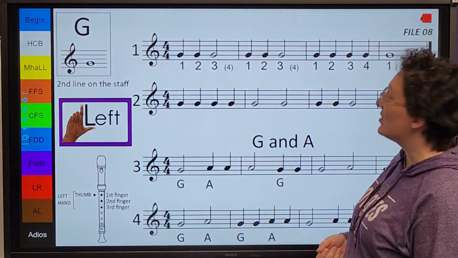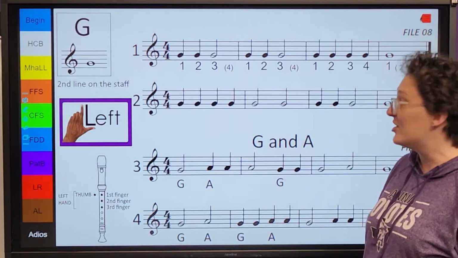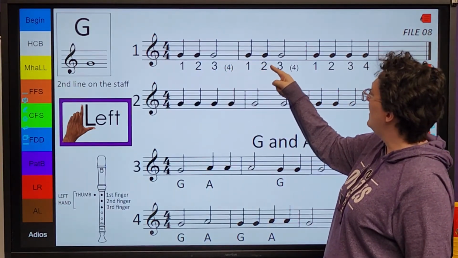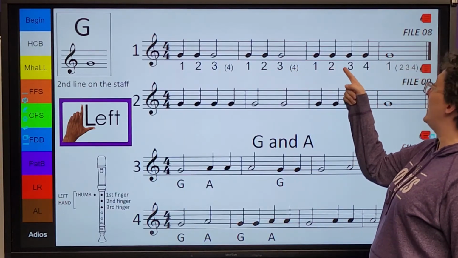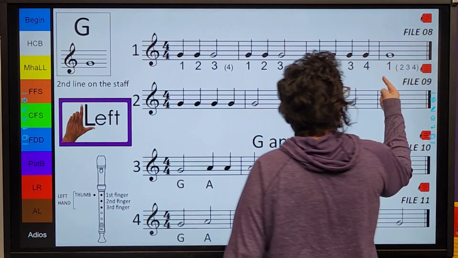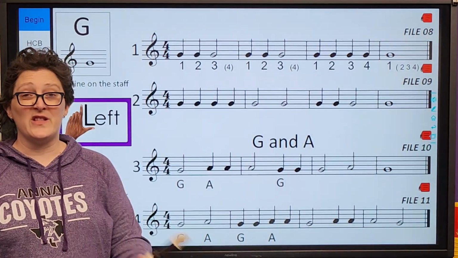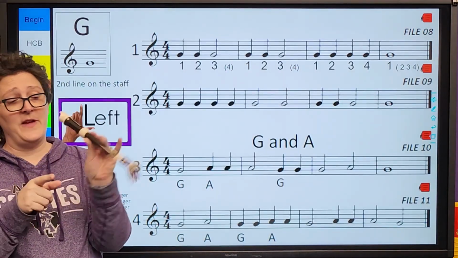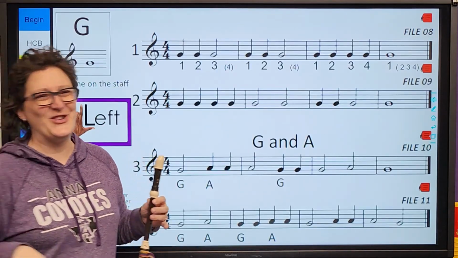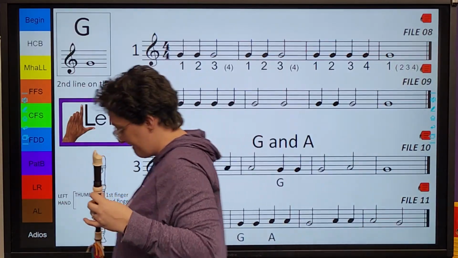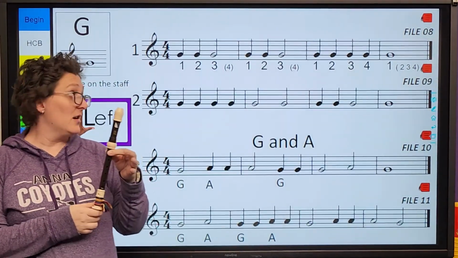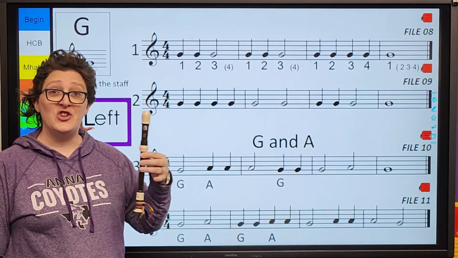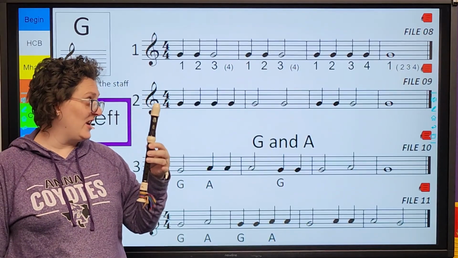All right, let's take a look at number 1 with the letter G. We have 1, 2, 3, 1, 2, 3, 1, 2, 3, 4, 1. And since it's all the letter G, we won't have to worry really about trying to figure out what the notes are. Just keep 3 fingers down with your thumb on the back. Let's give it a try. 1, 2, here we go. G, G, G, G, G.